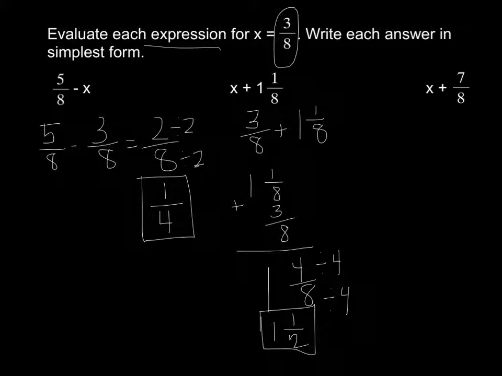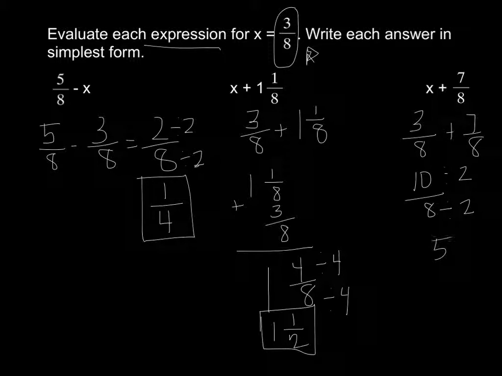There we go. All right, now lastly, we'll fill in our 3/8 for x plus 7/8. Okay, 3/8 plus 7/8, 7, 8, 9, 10, would get me 10/8. Now I could reduce. Divide by 2, divide by 2, and I would get 5/4. Now, if it says write in simplest form, we want to make sure we're not writing an improper fraction. We should change it into a mixed number.